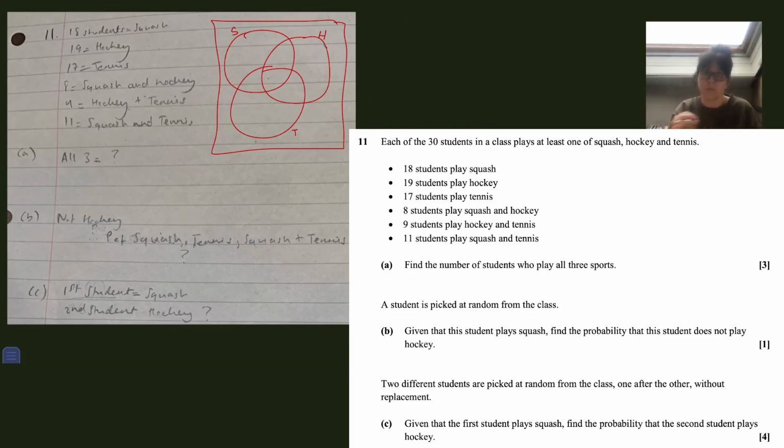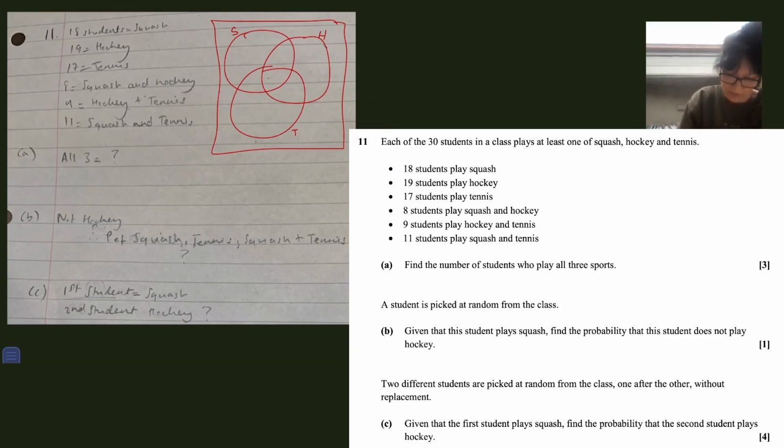Not enough practice of turning information, deciding how to model the problem and putting the information in. I think if you'd done that, it would be fine, because then finding the number of students who play all 3 would be the number in there. Given that the student, have you got the formula for given? No. So given that the student plays squash, find the probability that they do not play hockey.